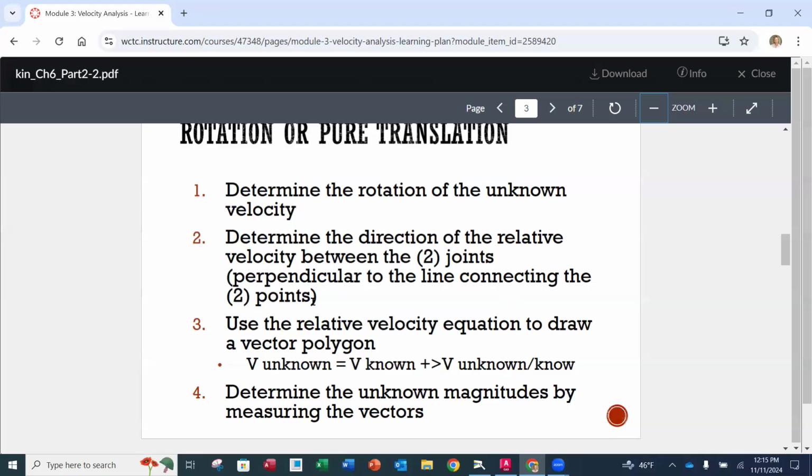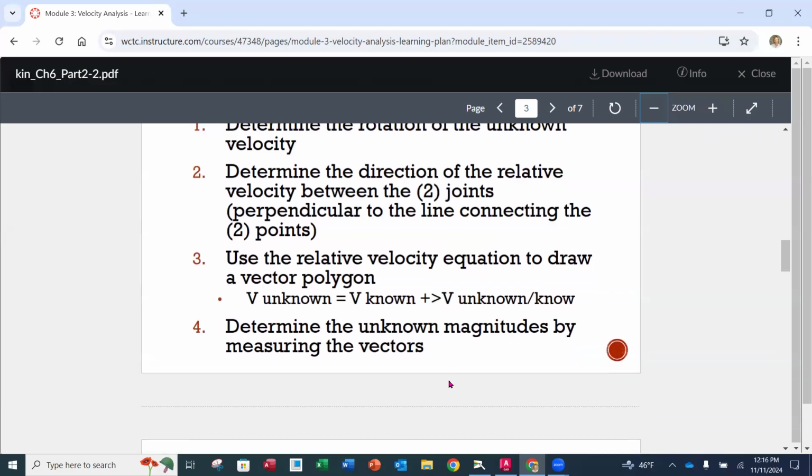Then once we determine on the picture where things are going or how they're going to move, we want to use the relative velocity equation to draw a vector polygon, okay? We're going to be using what we learned in chapter 3, which was the vector work that we did in module 2. And now we're going to be applying this here to graphically determine any unknown velocities, okay? And then we're going to determine any unknown magnitudes by measuring those vectors. So we're going to be using AutoCAD to set these up.